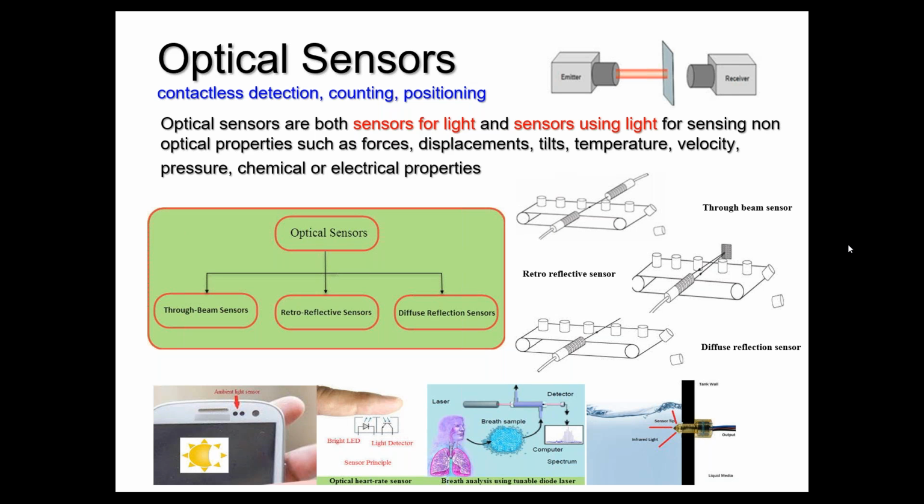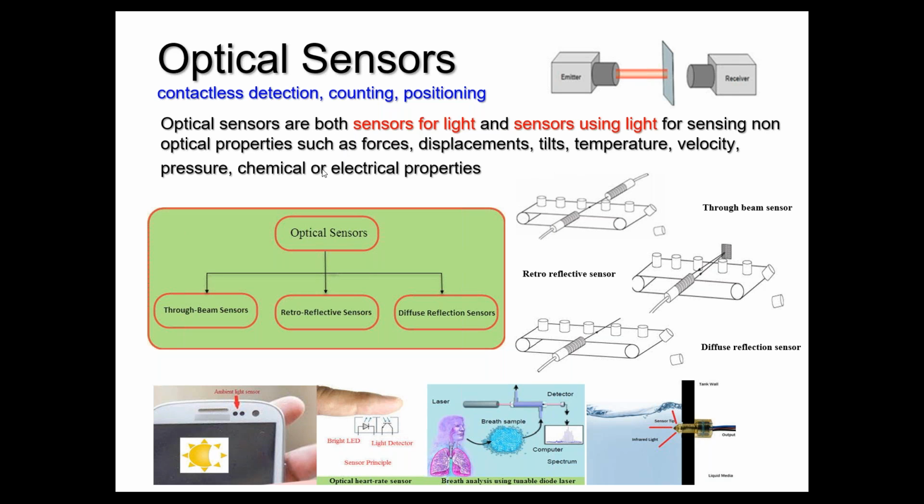Now I will just give an overview of the different types of optical sensors, but mainly fiber-based sensors. These optical sensors are used for contactless detection, counting, positioning, etc. These are the major applications that we see in our day-to-day life in commercial sensors. It can be a through beam sensor, a retroreflective type, or a diffuse reflection type of sensor. These are the more common ones in our day-to-day applications.